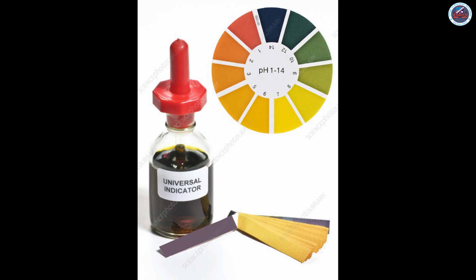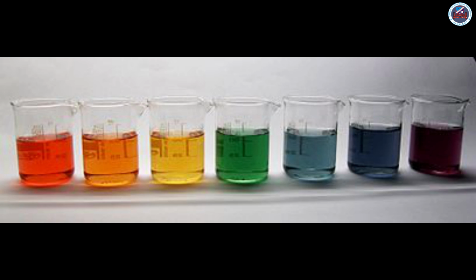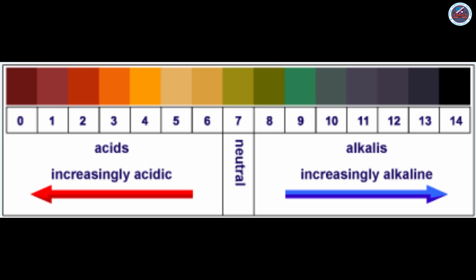A universal indicator shows how acidic or alkaline a substance is. It can change to many different colors. By using the universal indicator, we can understand if the substance is a strong acid or alkali, or if it is a weak acid or a weak alkali.